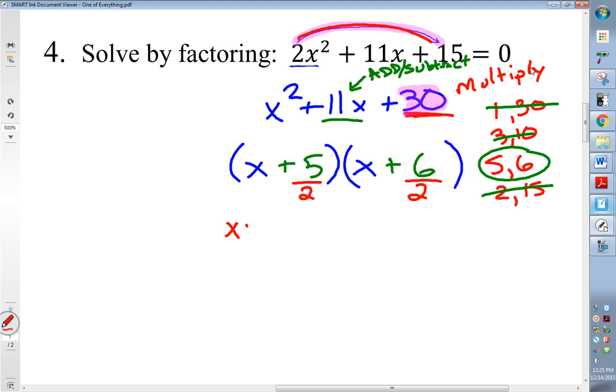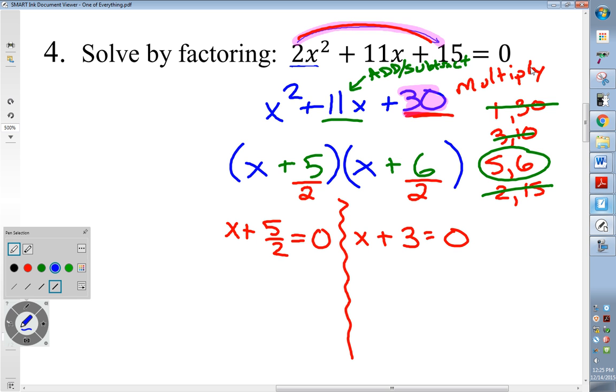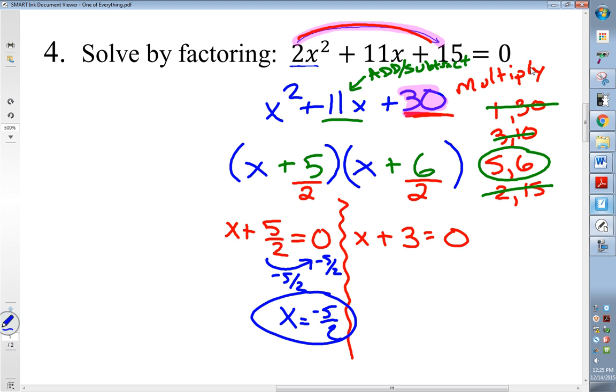And just like before, you are setting these things equal to 0 to solve. I can't reduce 5 over 2, so I'm just going to leave it. 6 over 2, that's 3. And I'm going to solve both of these problems. For this one, all I need to do is subtract 5 halves from both sides. So x equals negative 5 over 2. Done. This one, same thing. We're going to subtract 3 from both sides. x equals negative 3.